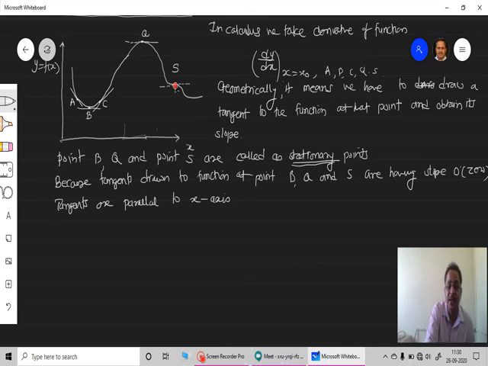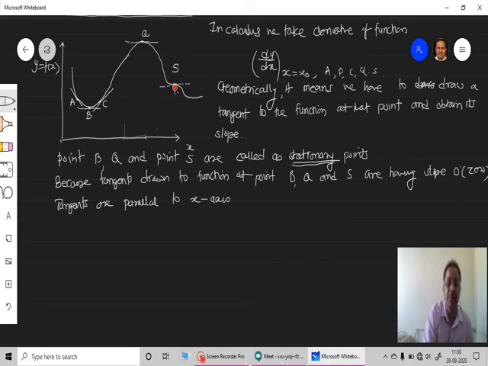And in the case of S, here the slope was negative and here also the slope is found to be negative, but there is one point where the slope of the tangent to the curve is found to be 0. This is called a point of inflection, or that is called another stationary point.